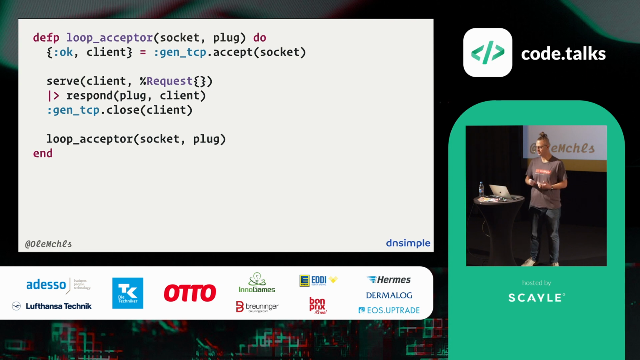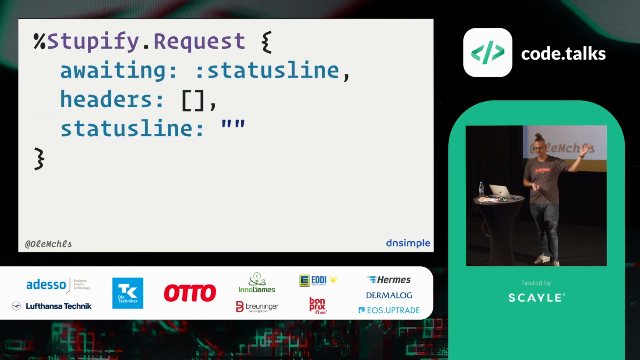Let's have a look at the Stupefy request. It's very stupid because it doesn't do much. First, we have the awaiting, which is basically me building a state machine to pass the correct things. Then we have a list of headers and the status line.